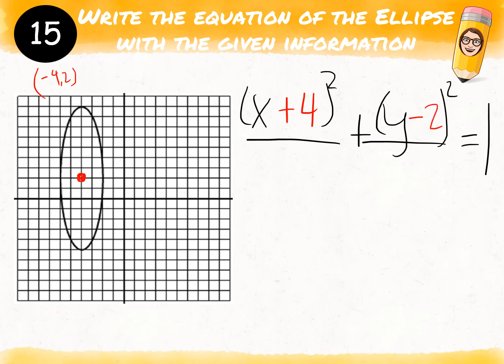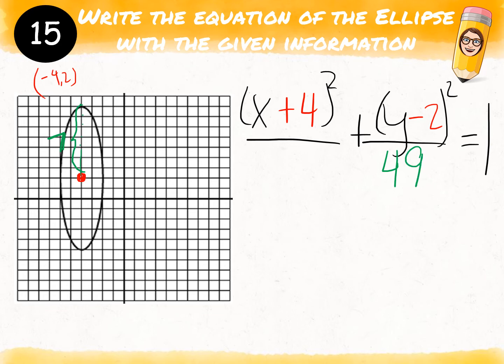Now we need the distances. You'll notice that the major axis is the y-axis. We have a distance of 1, 2, 3. Let me go like this, actually, a little easier to see. 1, 2, 3, 4, 5, 6, 7. There's a distance of 7 there. It's vertical, so under the y, I want 7 squared.